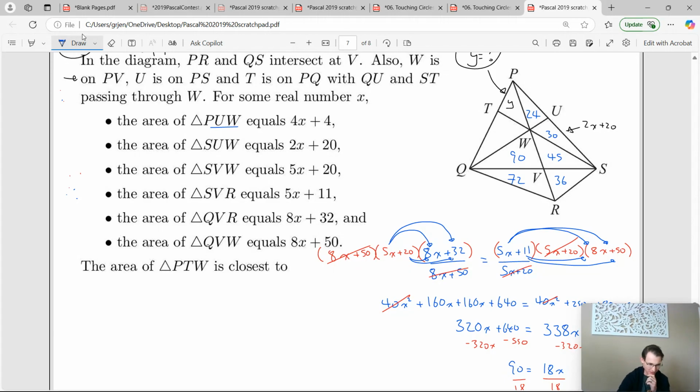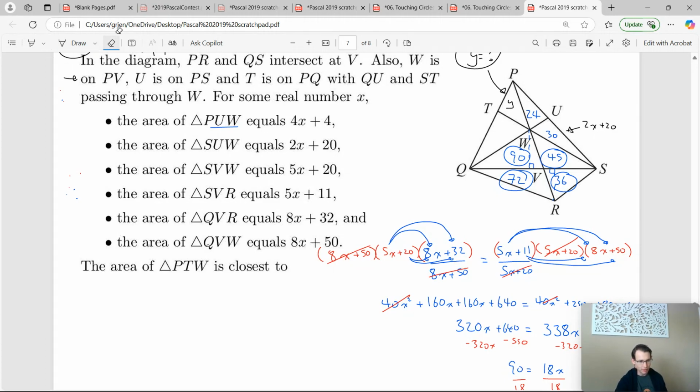Okay. So now what we need to do is show that QV is twice as long as VS. So if QV is twice as long as VS, how do we show that? Well, this is twice as big as that. This is twice as big as that. But because both of these triangles have the same height here or height here, then that means QV is twice VS.